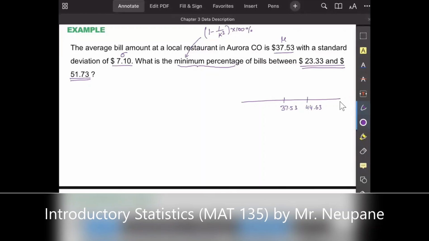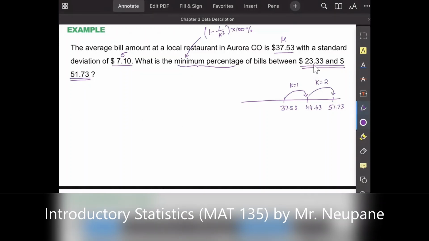Let's go one more up. That is one more standard deviation, so plus 7.10. What did you get? 51.73. We got this value, 51.73, when we go 2 standard deviations up. This is k equal to 1, and this is k equal to 2, 2 standard deviations up.